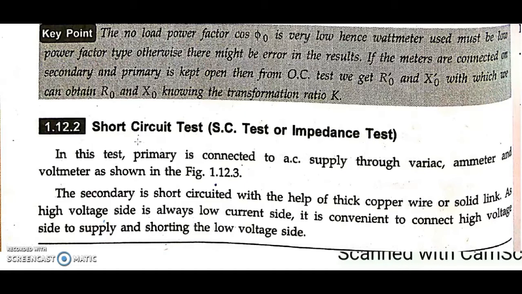What happened in the OC test? The secondary side was kept open, but here in the secondary short circuit test, we are going to short the secondary winding of the transformer. Remember, I told you to conduct the OC test on a step-up transformer, but for the short circuit test, you have to conduct the SC test on a step-down transformer. Very, very important. You need to conduct this experiment, that is the SC test, on a step-down transformer.